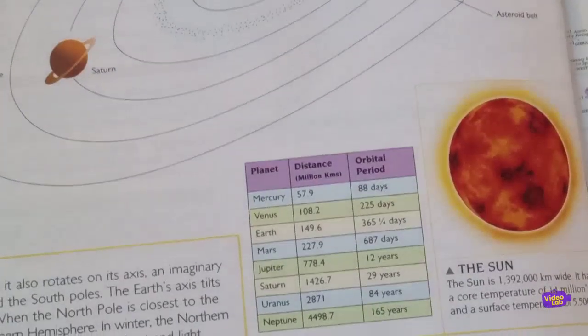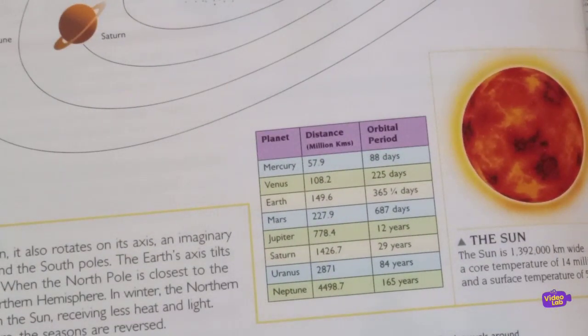Now here is one box. It shows the planet distance, which is in million kilometers, and the orbit period. Mercury takes 88 days to complete 1 year, and its distance from the sun is 57.9 million kilometers. Venus takes 225 days to revolve around the sun and complete 1 year, and its distance is 108.2 million kilometers. Earth takes about 365 and a half days to complete its orbit around the sun.